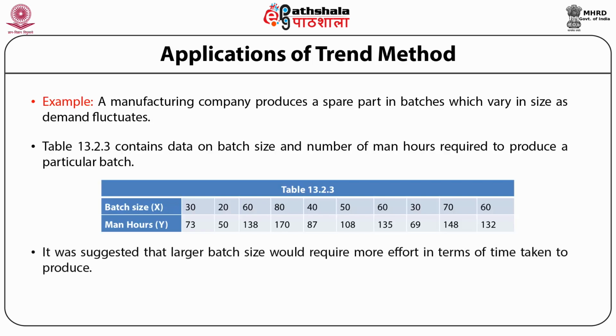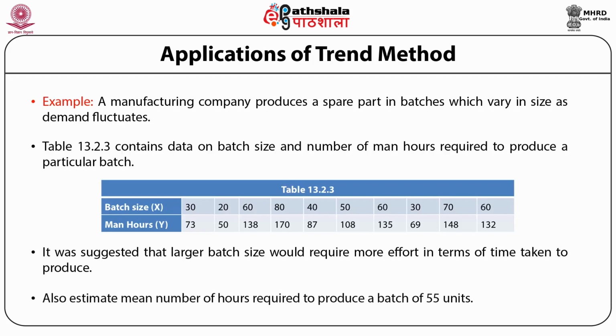It was suggested that larger batch size would require more effort in terms of time taken to produce. Also, estimate the mean number of hours required to produce a batch of 55 units. For instance, the table indicates that a batch size of 30 units takes 73 hours. A batch size of 20 units takes 50 man hours. Now the question is, how many man hours are required to produce a batch of 55 units?